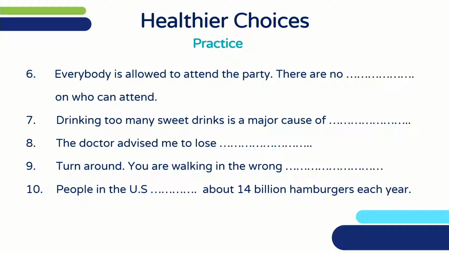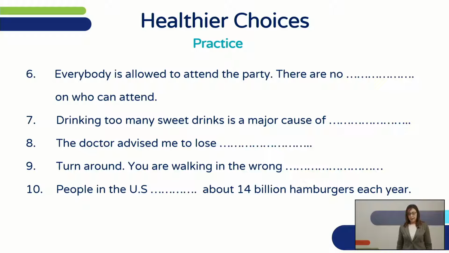Let's move on. We have some more exercises. We have actually 5 sentences to do as well. Everybody is allowed to attend the party. Everybody is welcomed. Why? Because there are no on who can attend. No what? The seventh sentence is, drinking too many sweet drinks is a major cause of what? The eighth, the doctor advised me to lose what? Turn around, you are walking in the wrong what? And the tenth and last sentence, people in the USA about 14 billion hamburgers each year. Take a minute and then we'll do them together.